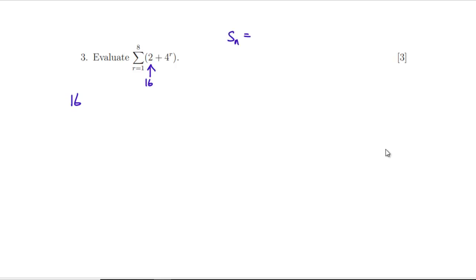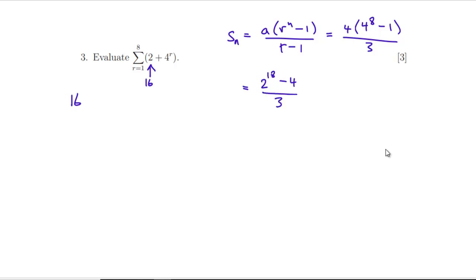So the sum to n is a times r to the n minus 1 over r minus 1. So that is going to be equal to 4 times 4 to the 8, wow, minus 1 over 3. Jeez. Right, so we have to work out, so that's 2 to the 16, 2 to the 18, minus 4, all divided by 3. That's a lot to work out.